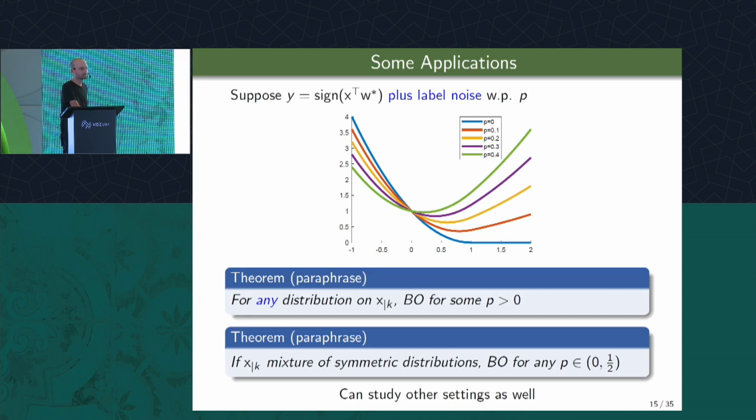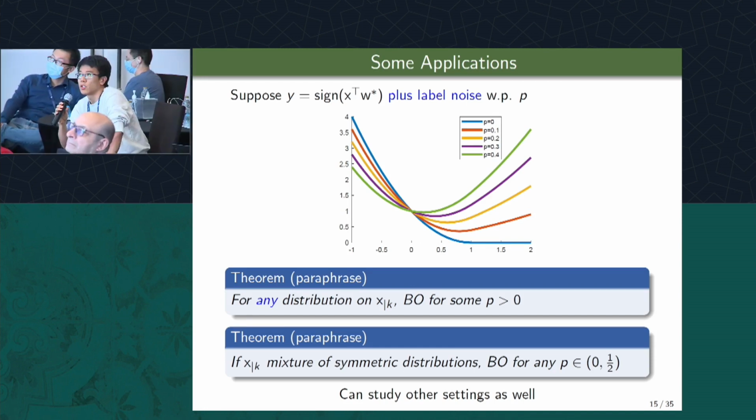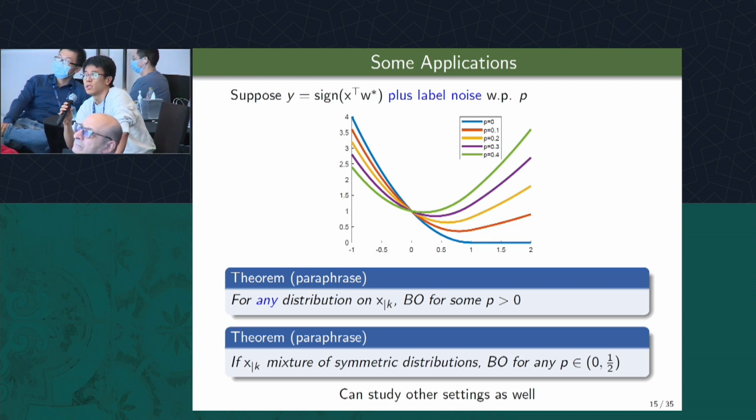So for the classification setting, do you still need some condition on the tail of x d minus k so that you can overfit the noise in this case, or is it different from the regression case?